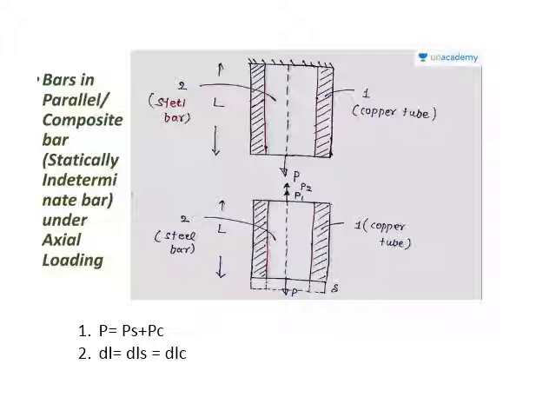Okay, either you can take it as delta L or DL, one and the same. So total delta L is equal to delta L steel, which is also equal to delta L copper. So if you calculate any one of the delta L, that is equivalent.